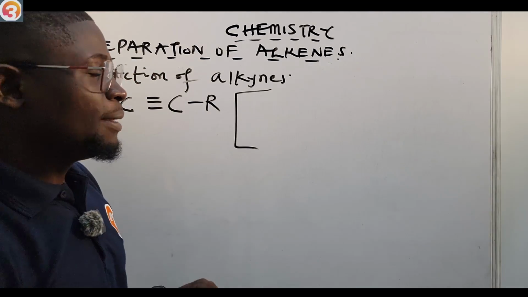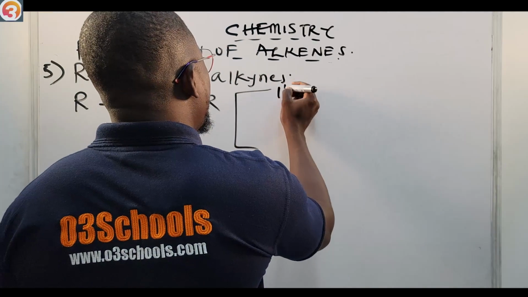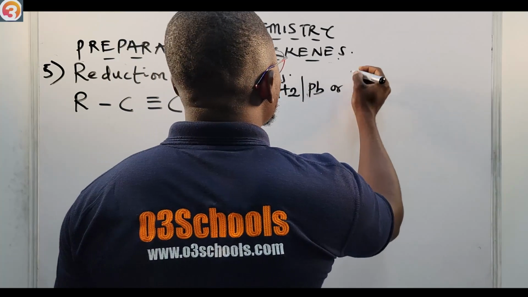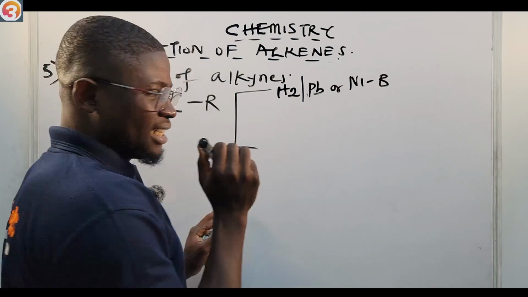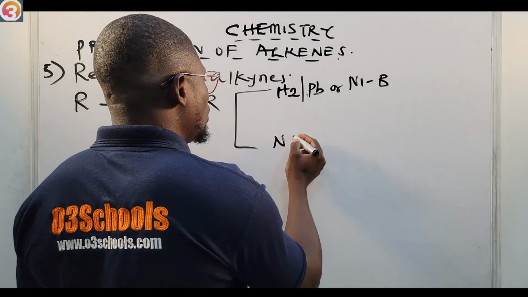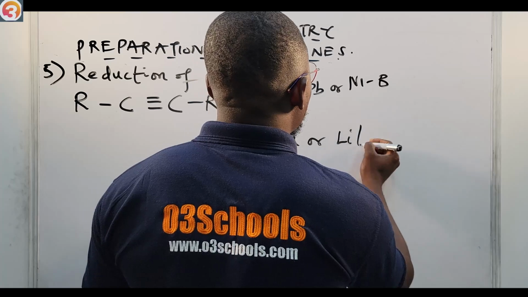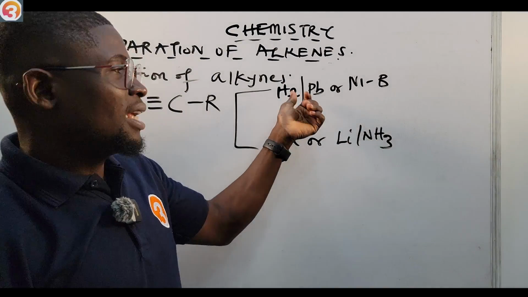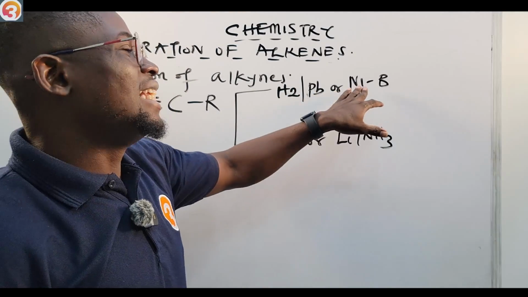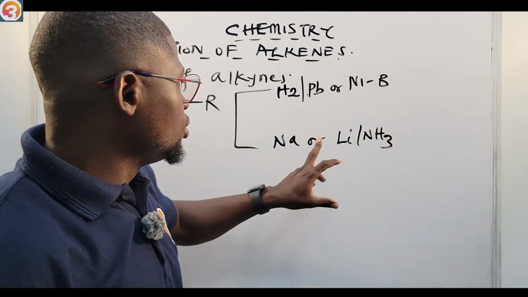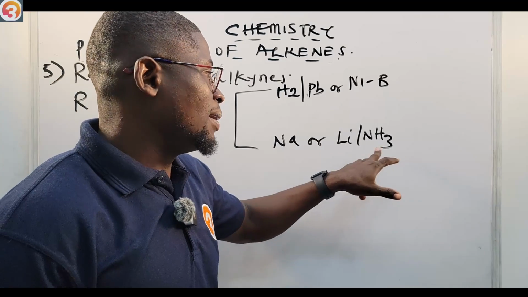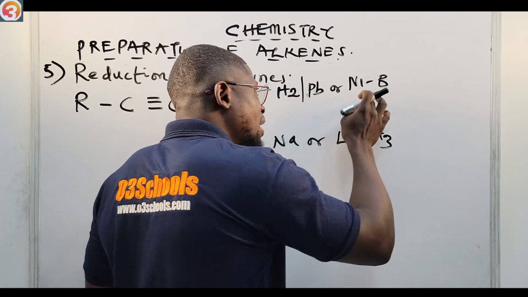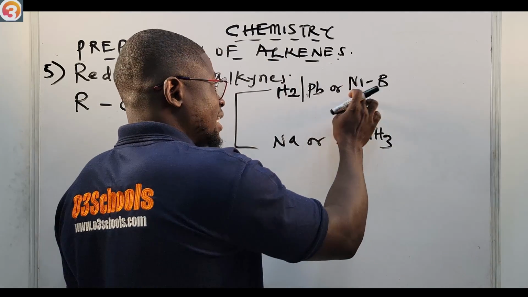Now, depending on the catalyst: if you use H2 and Pb, or you use nickel and boron, that is one catalyst. Then number 2, if you use sodium, or lithium and ammonia, these are the two catalysts. So either you use H2 and Pb, or nickel and boron, or sodium, or lithium and ammonia. If you use H2/Pb or nickel and boron, what am I going to have?